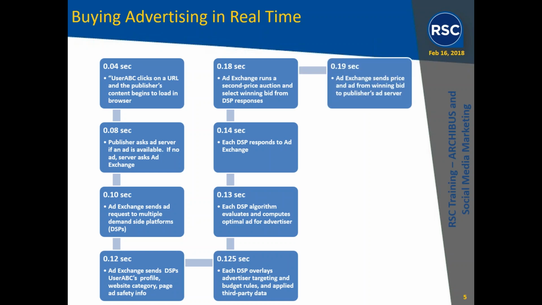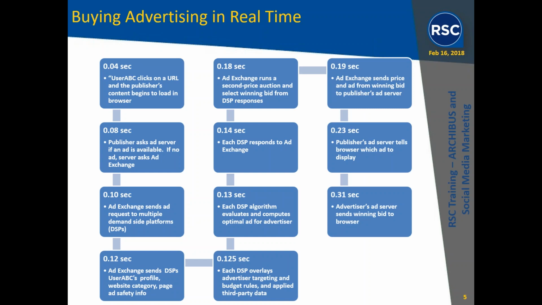But if both of you are bidding crazy high amounts, you're going to pay the second person's crazy high amount. At 0.19 seconds, the ad exchange sends the price and the ad from the winning bid to the publisher's ad server, and at 0.23 seconds, the publisher's ad server tells the browser which ad to display, and then the advertiser's ad server sends the winning bid to the browser, and the browser displays the web page, including the winning ad, and signals the winning DSP that their ad was viewed.